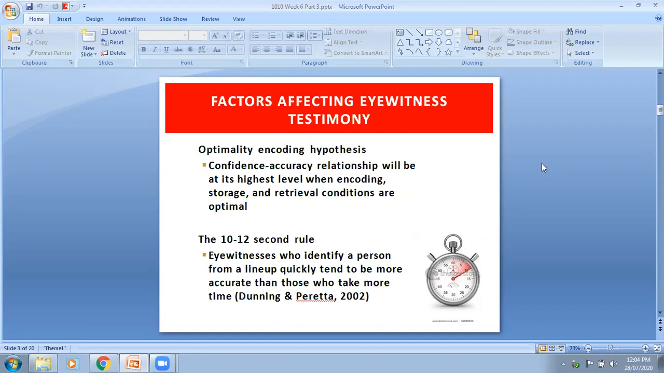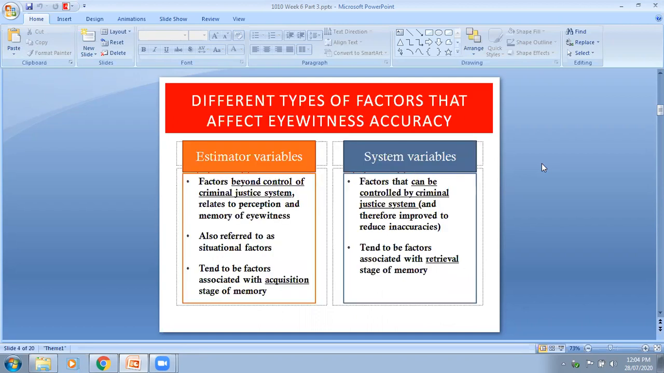The research conducted found that those who choose a person in 10 to 12 seconds were up to 90% accurate, while those who took more time were only 50% accurate, or even chose an innocent person. So these are the different types of factors.